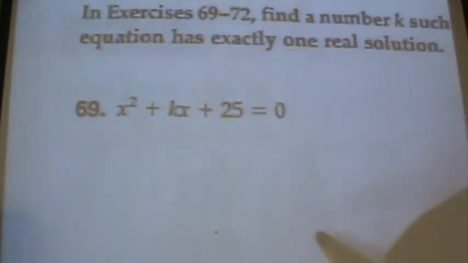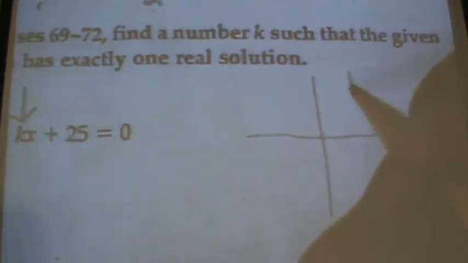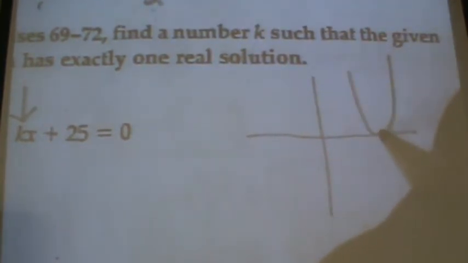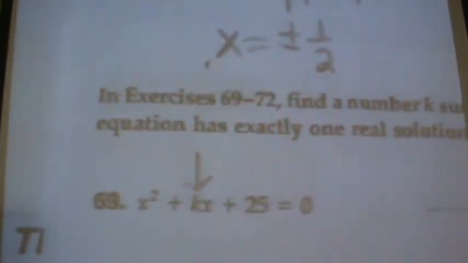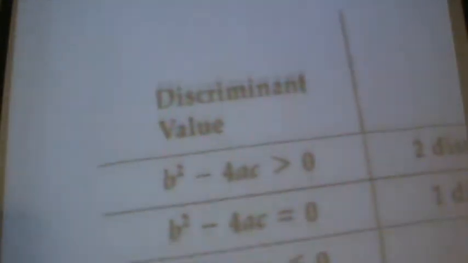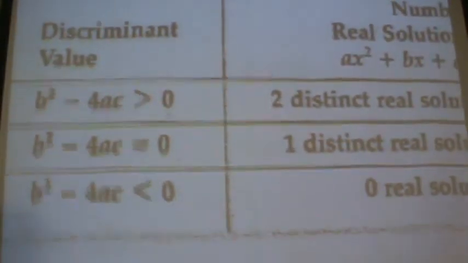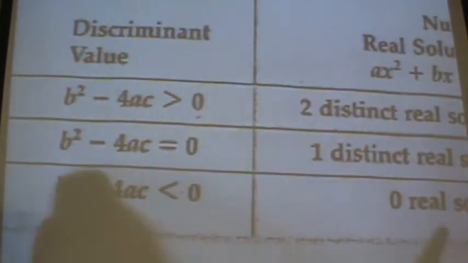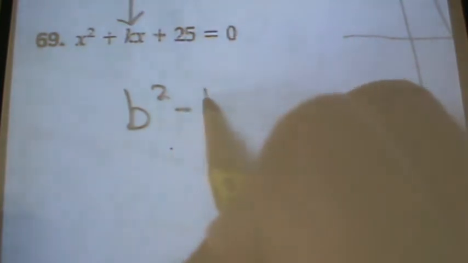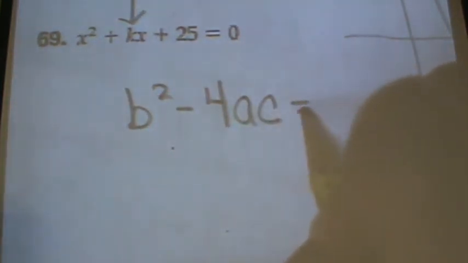Okay, last one. I want to know, this is algebra here, what number would k be so that there is one solution? In other words, there's one answer, the discriminant has to be equal to what? Gotta be equal to 0. So we know the discriminant, the b squared minus 4ac has to equal 0.